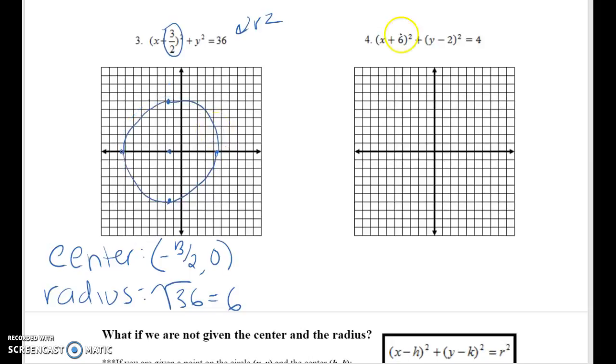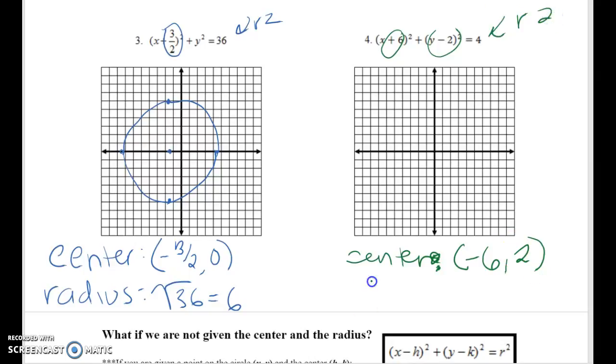So let's fix that. So for our last example, again, we're going to take the opposite sign. Is -6, 2. This is our radius squared, so our radius is the square root of 4, which is 2. So again, we'll plot that center. We'll count 2 units in each direction, and we will 1, 2, 3, 4, 5, 6 connect them in as perfect a circle as we can get. Again, you'll have a compass at your disposal to make it a really good circle.